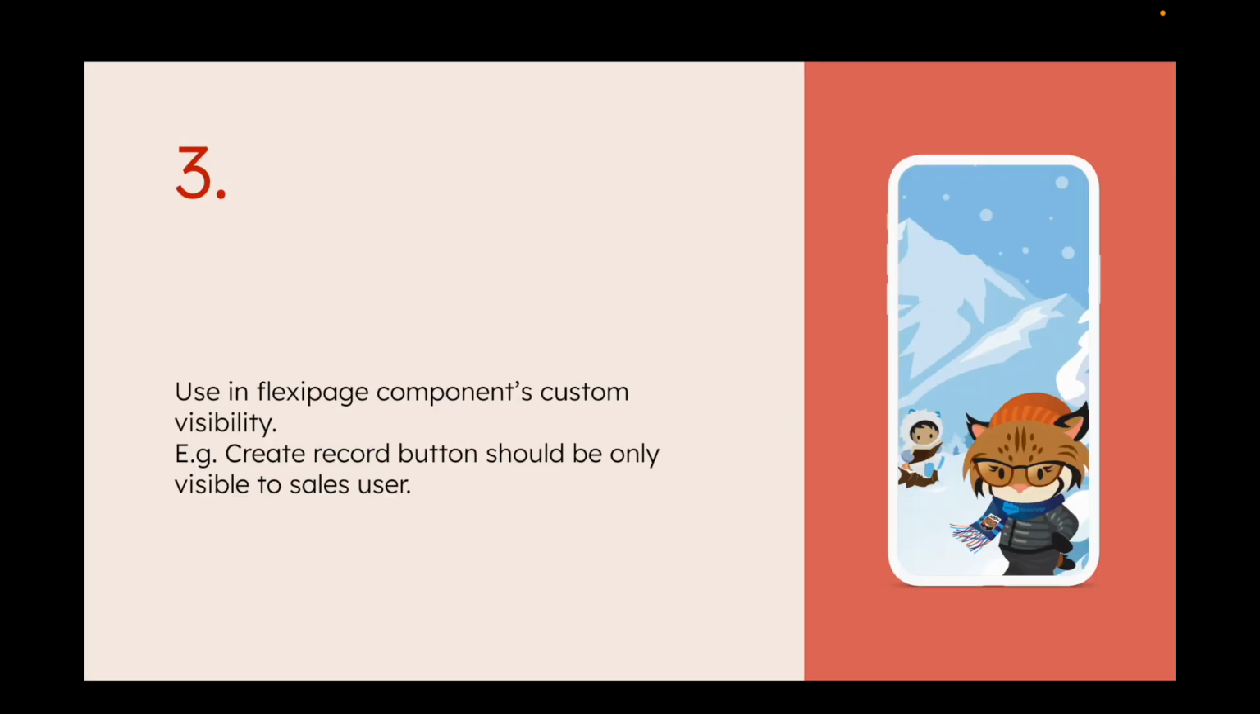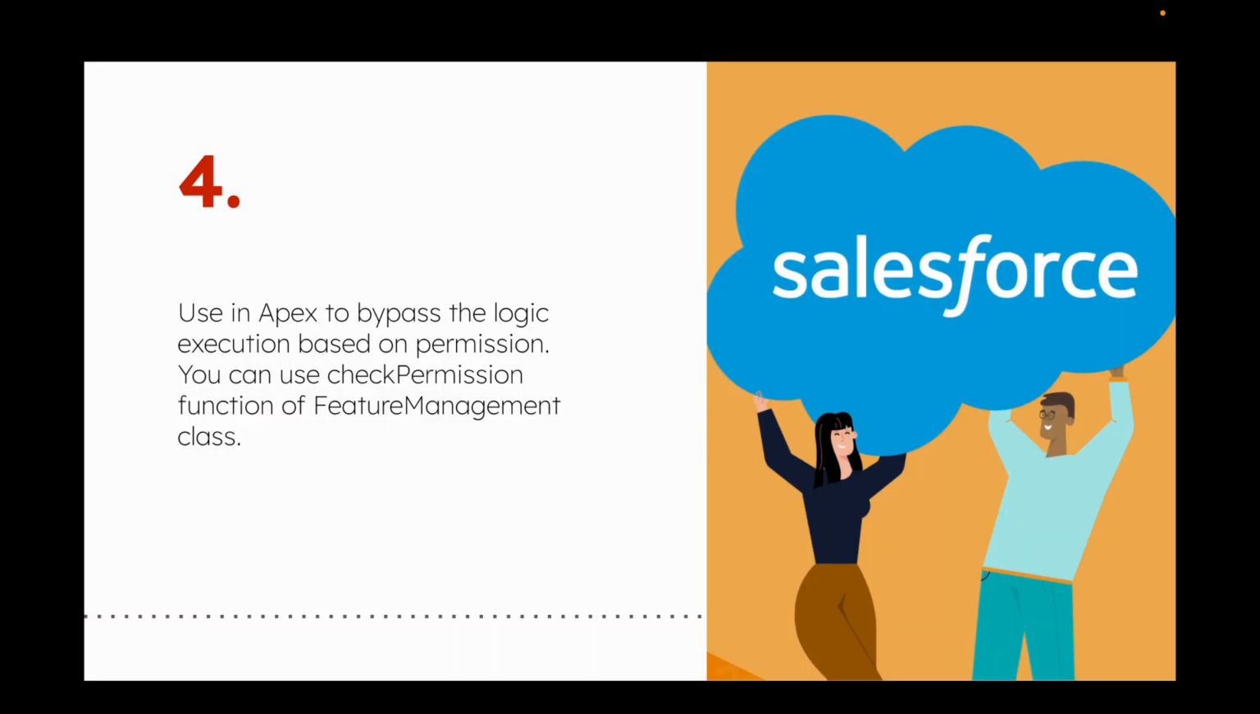We can use it in flexi page components as well, that is custom visibility. We can create a record button which should only be visible to sales users. We can use it in LWC or Aura components as well. Again, we can assign the custom permission to a user and check if the user has that custom permission, then only that button should be visible on the flexi page, otherwise it should not.